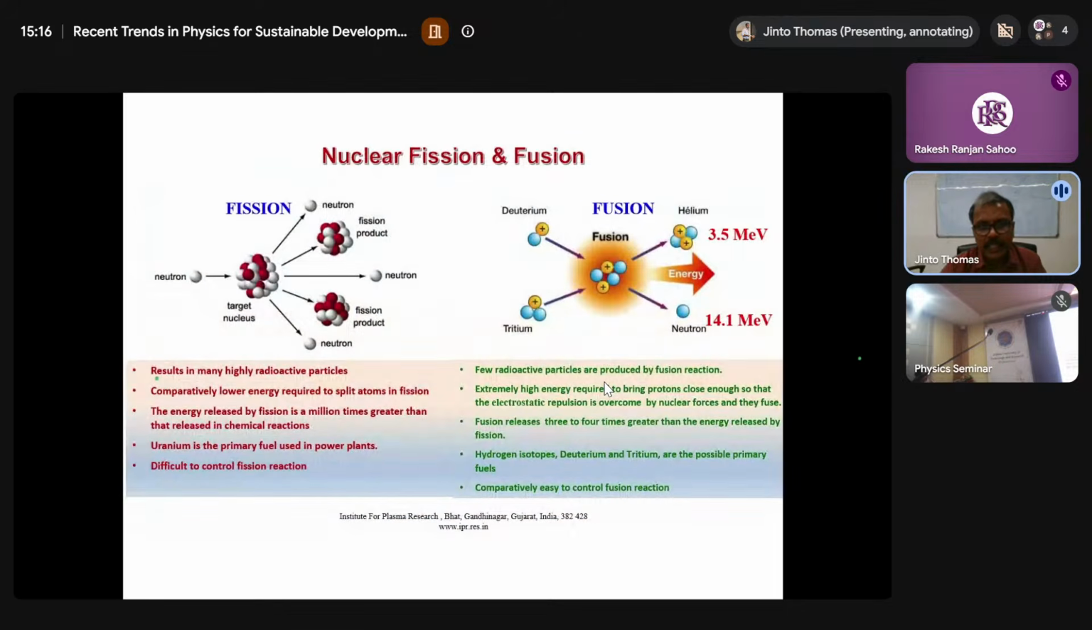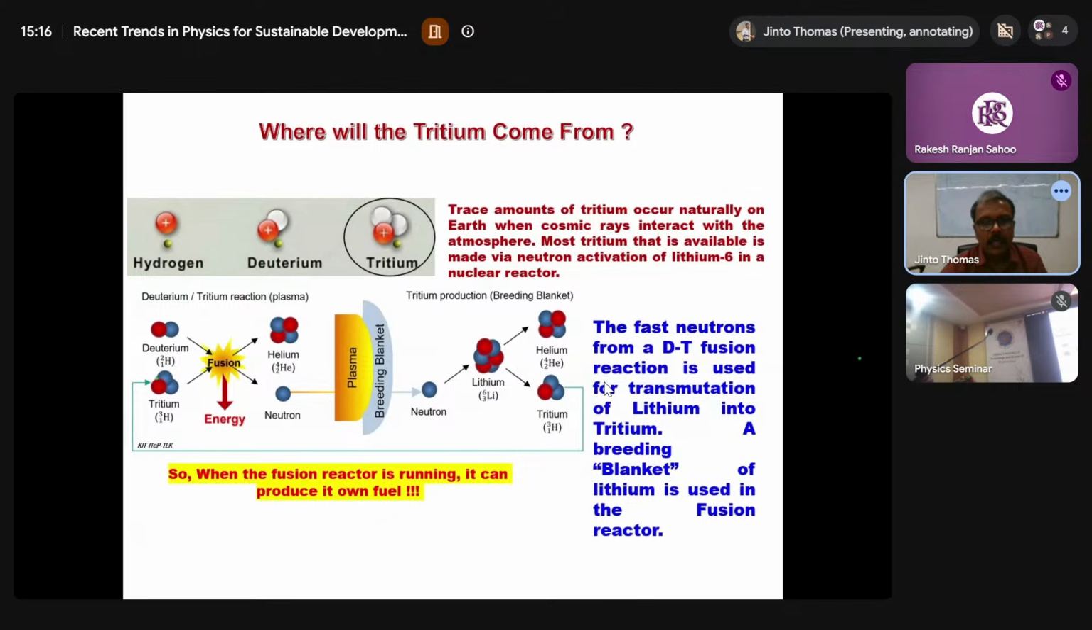So now this is the concept of nuclear fission and fusion. Fission is very well known to all, but in the case of fusion, you will have deuterium and tritium, which make helium as well as a fast neutron of around 14.1 MeV. So where will the tritium come from? Deuterium, I said that we can just get from the water. From where will the tritium come?